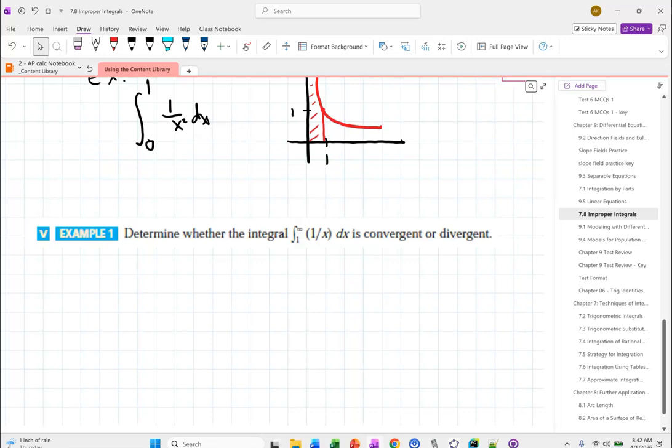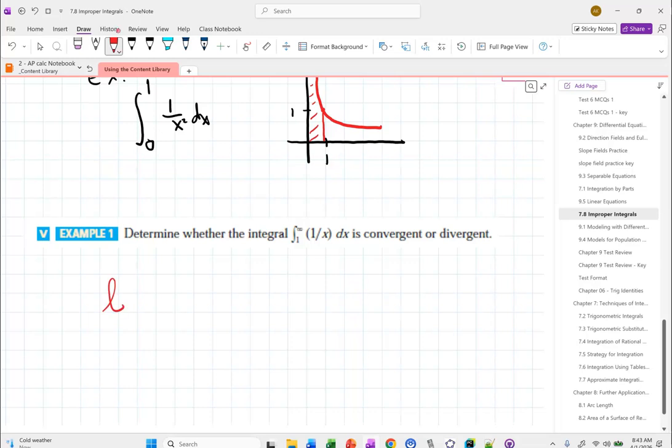All right, so let's look at the integral from 1 to infinity of 1 over x. First things first, 1 over x could have a vertical asymptote. Where's the vertical asymptote for 1 over x? 0. Is that included in the bounds of integration? No, because we're going from 1 to positive infinity, so that part doesn't matter to us. The issue is the bound to infinity, right?